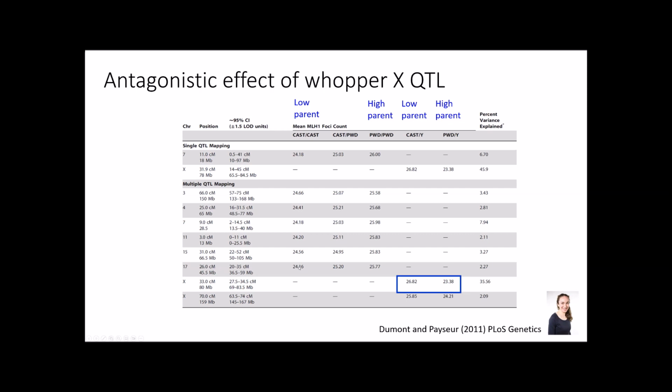This makes sense, right? So the musculus or PWD allele, which is the high parent, increases recombination rate for all of the autosomal QTL and for one of the X-linked QTL. But when you look at this blue box down here, you can see that that's not true for the QTL that explains 35% of the variance on the X. It has so-called antagonistic effects, where the allele from the high parent is actually associated with a lower recombination rate. So this is our first clue that the effects of QTL on the recombination rate are not going to be simple.